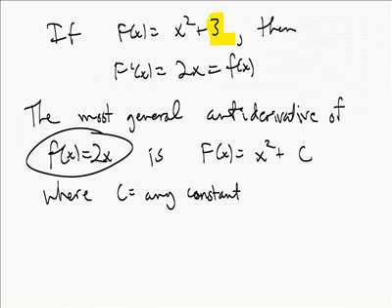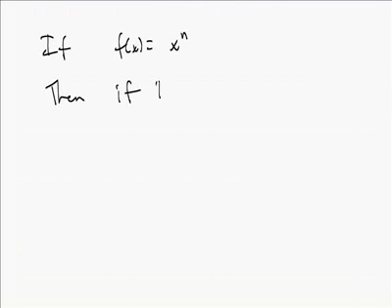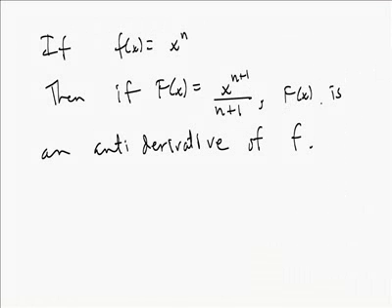Now you should look over the table on page 329 and get familiar with those antiderivatives. The one you probably need to concentrate on, the one you're going to use the most, is if we have f of x equals x to the n, then if we let capital F of x equal x to the n plus 1 over n plus 1, that means capital F of x is an antiderivative of f. In other words, we're basically using the power rule for differentiation in reverse.